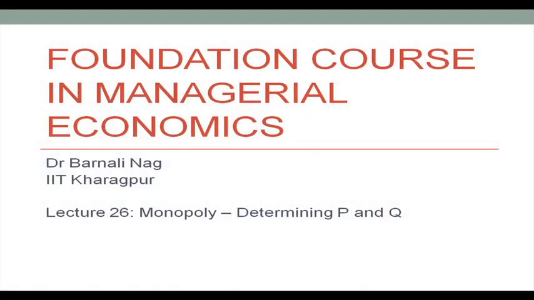Welcome back to our discussion on monopoly. We started with introducing monopoly. We asked, how does monopoly happen? How does a firm gain the status of a monopolist? And we saw that, very broadly, there could be three reasons because of which a firm can end up being a monopolist.